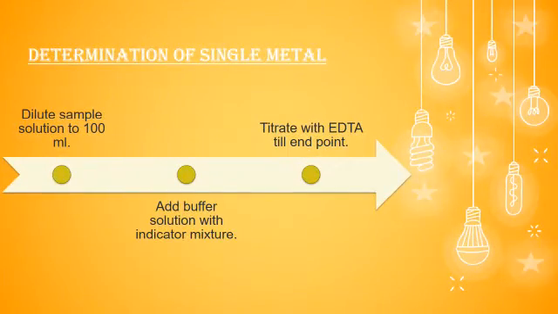I'll start with the determination of a single metal through complexometric titration. The first step is dilution of the sample solution to 100 milliliters in a conical flask. In the second step, the buffer solution is added to it along with the indicator mixture, and in the last step, it is titrated with EDTA, ethylenediaminetetraacetic acid, till the end point is reached, which is normally a color change of the indicator added.